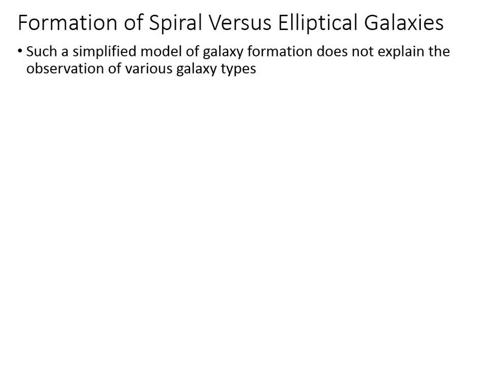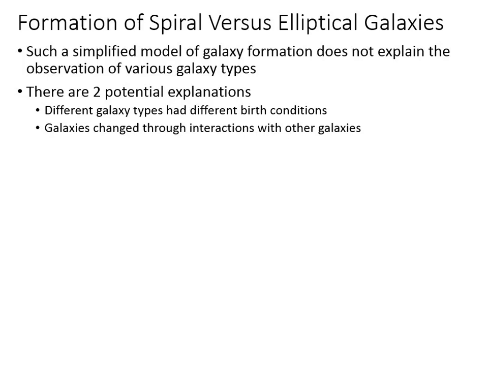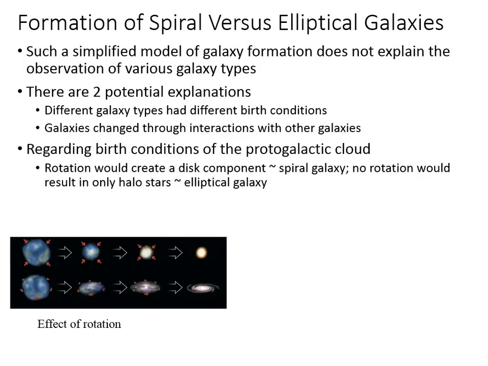So if we look at the formation of the two main types of galaxies, the spiral and the elliptical galaxies, we can explain their overall formation if we concentrate on two different things. One is, are they rotating? And the other is, how dense are they? So what you're looking at is the effect of rotation.